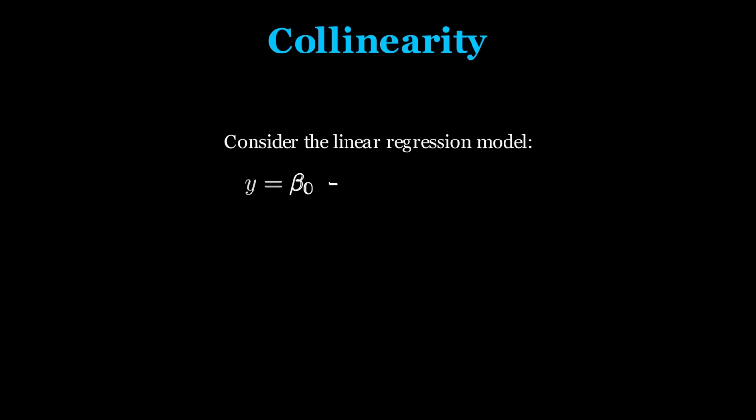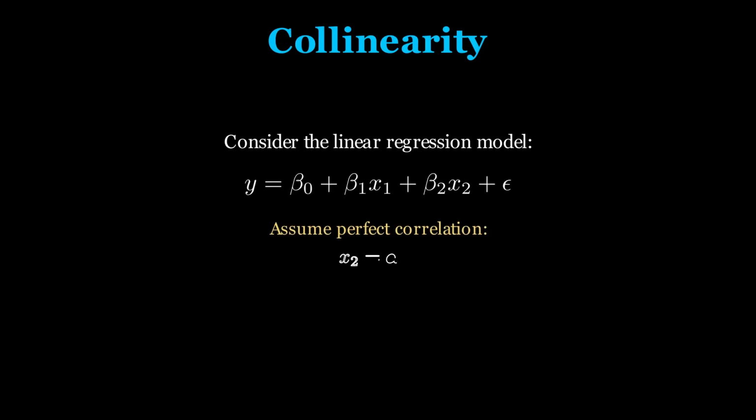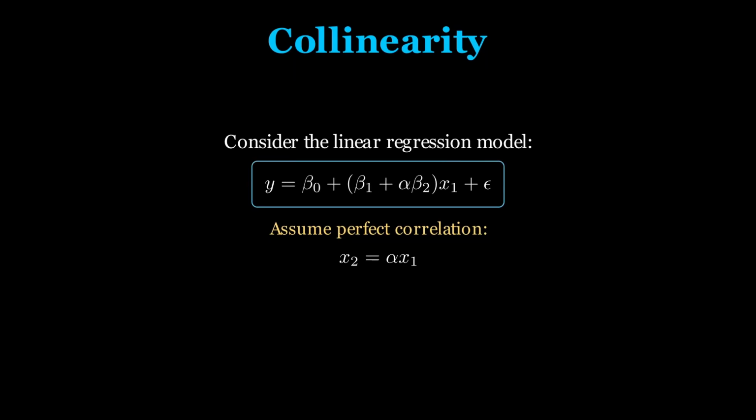Consider the following example, where the regression model is represented by the equation y equals beta 0 plus beta 1 x1 plus beta 2 x2 plus epsilon. Here, if we assume x2 is perfectly correlated with x1, then we can represent x2 as alpha times x1 for some non-zero constant alpha. Substituting x2 equals alpha x1 into the model, we get a form of the model that is only dependent on x1.